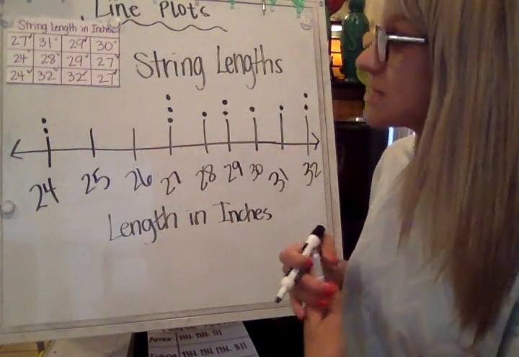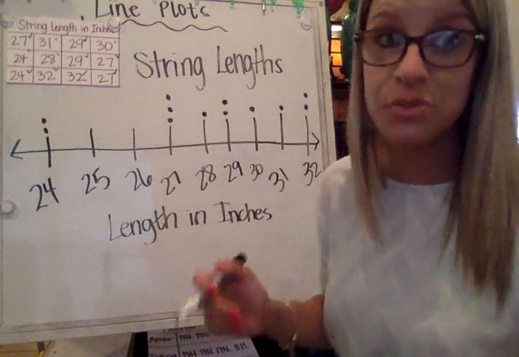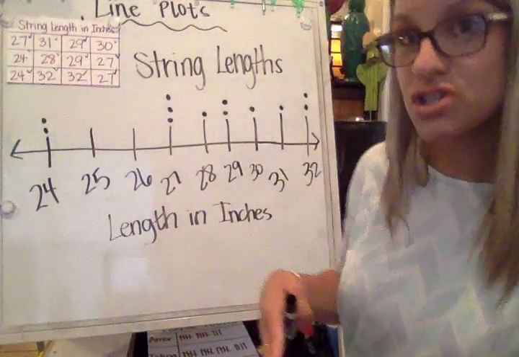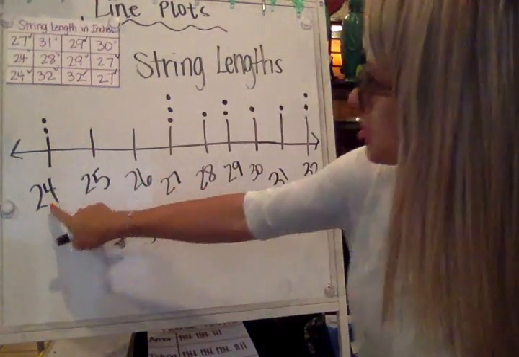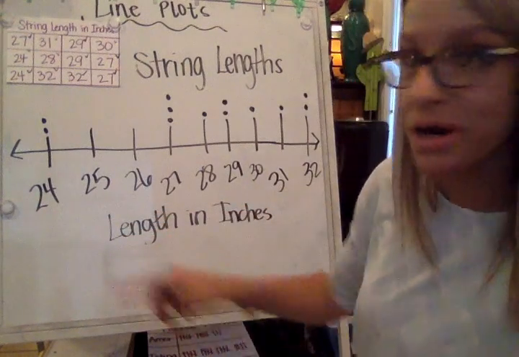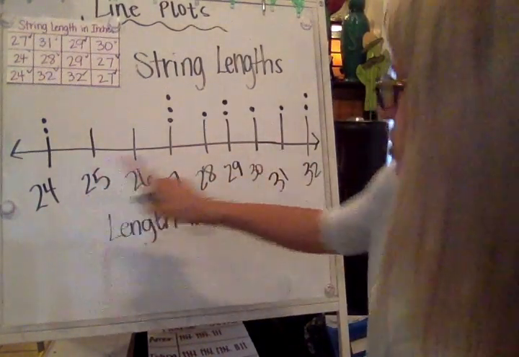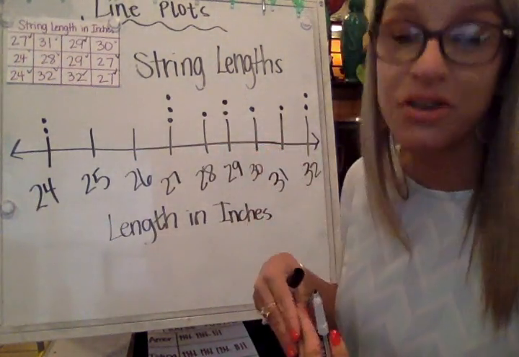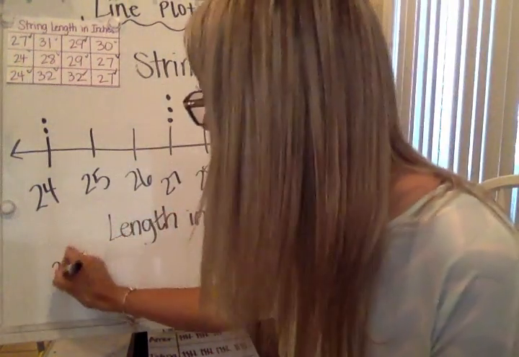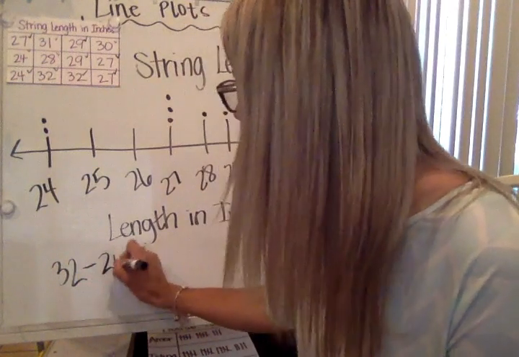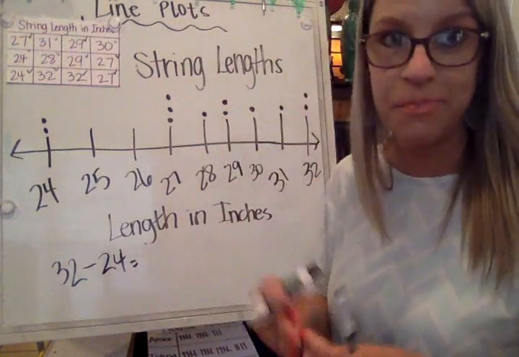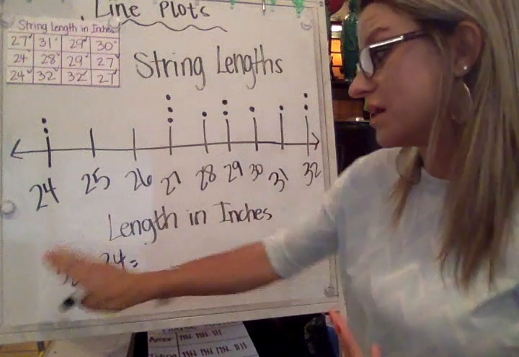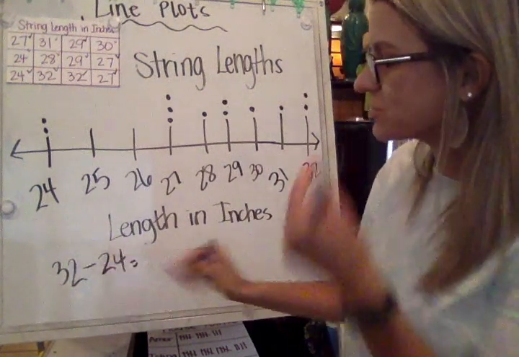What if I was asked, what is the difference between the longest string and the shortest string? So I would look at my chart. Well, the shortest string is 24, and 24 inches, and the longest string is 32 inches. So I could create a math problem of 32 minus 24. That would tell me the difference between the largest length of string and the shortest.